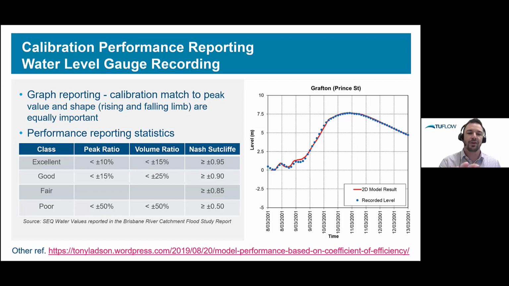These reporting values I've just shown there come out of the Brisbane River study, which I believe was sourced from the SEQ water metrics. That's not the golden rule. There are other opinions on this. And in researching this webinar, I came across a great blog written by Tony Ladson, and the link is down the bottom there. Just search up Tony Ladson and Nash-Sutcliffe, and you'll find that he gives quite a good description of different measures of fit.